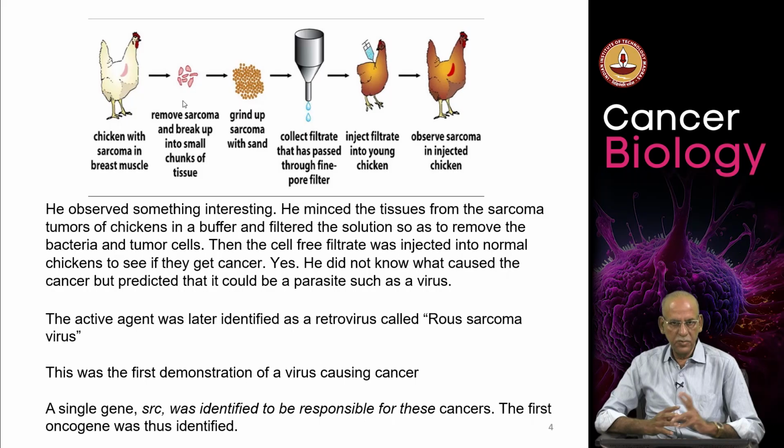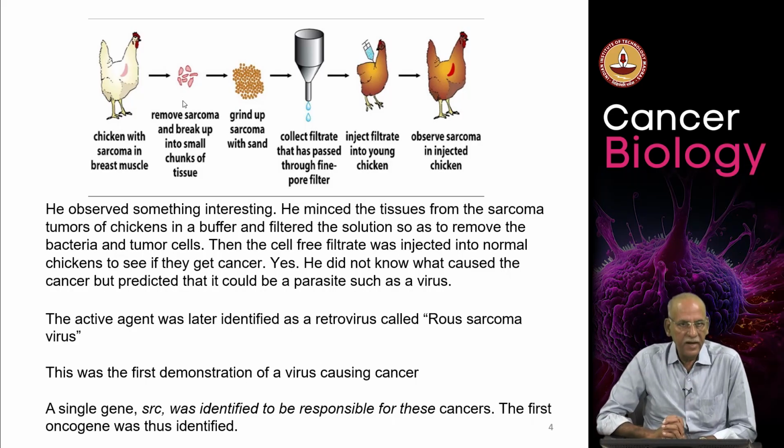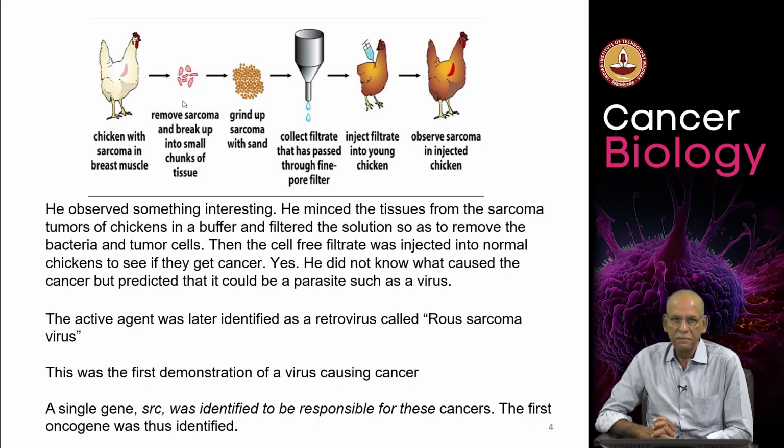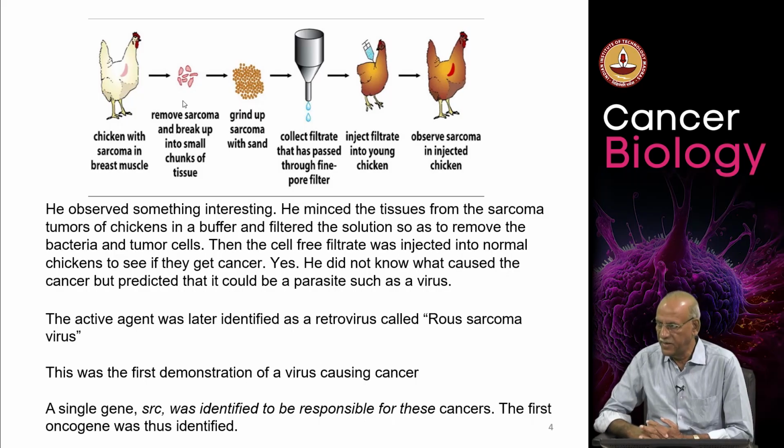You remember I told you about the first chemical carcinogen, in the chimney sweeps, who got scrotal cancer. That was the first demonstration of a chemical causing cancer. Likewise, here a virus causing cancer, this was the first demonstration. It was a retrovirus. Later on, they identified a single gene called SRC, responsible for these cancers. So, this is the first time an oncogene was identified.